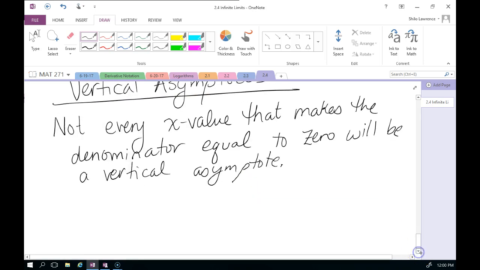Because some of those values that make your denominator equal 0 might be fixable. So we've seen zeros in the denominator before when we saw our indeterminate form 0 over 0. Those were fixable. So there's two different times that we saw zeros in the bottom: 0 over 0, which was fixable, and then some other number over 0, which was vertical asymptotes. So not everything that makes 0 in the bottom is a vertical asymptote.